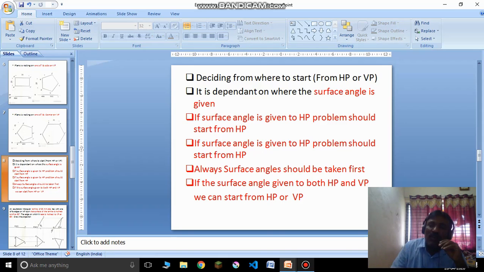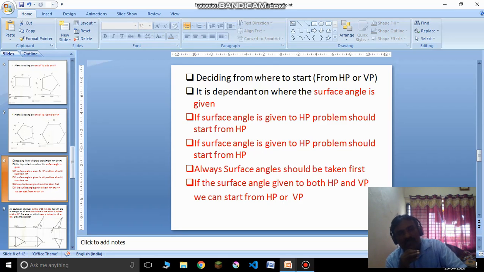Once you know the surface angle is given to HP and you have to start from HP, you then look at whether it is resting on an edge or a corner. Based on what we discussed earlier, you draw the initial position. Then you always consider the surface angle first and give the inclination to the plate for the surface angle. The other angle you take at a later stage. These are the important conditions you should follow before solving the problem.